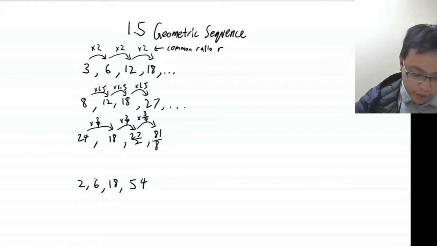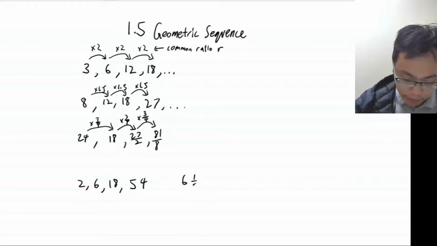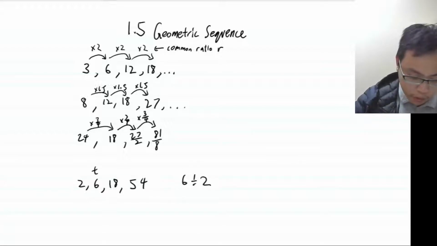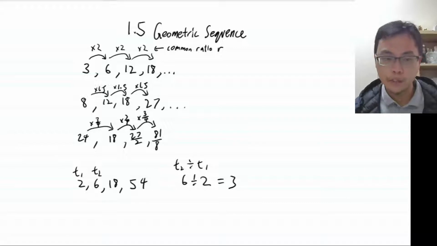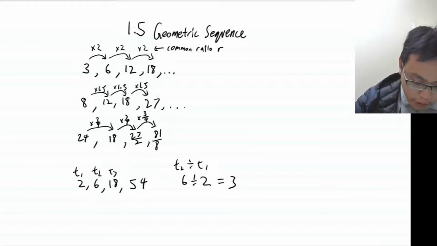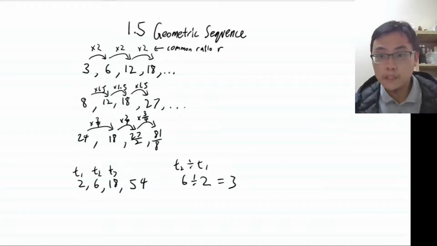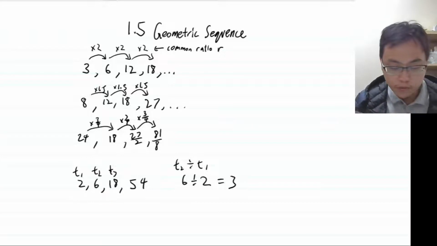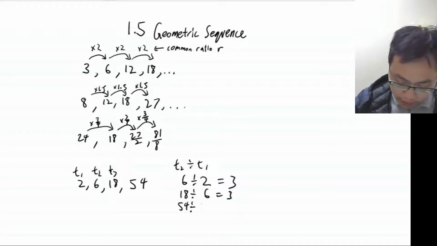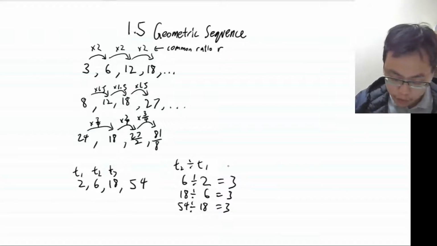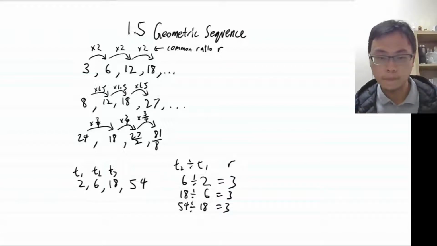So if I take this term 6 over here and I divide it by 2, so this is T2 divided by T1, I'm going to get 3. That's my common ratio. Now we can check it. Let's do T3 divided by T2, because it should be the same common ratio. 18 divided by 6 will also give me 3. 54 divided by 18 also gives me 3. So this is our common ratio R.